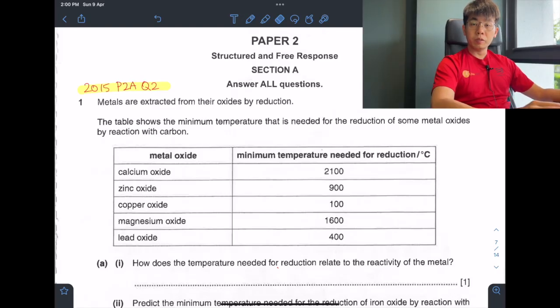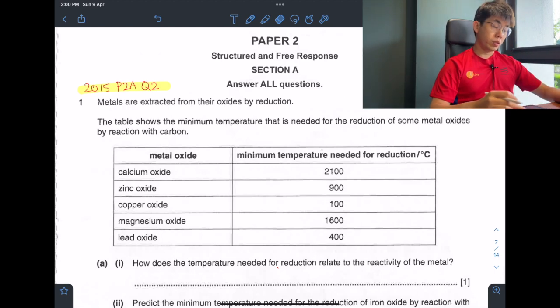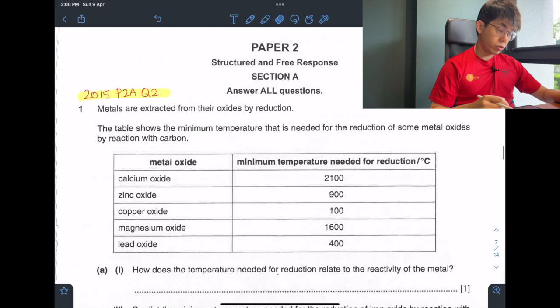Hi everyone, Mr. Benjamin here, and today we'll be going through 2015 paper 2A question number 2. So let's read this question together.